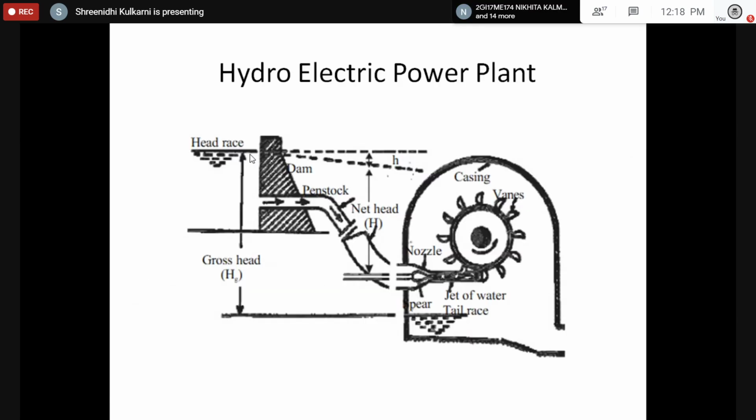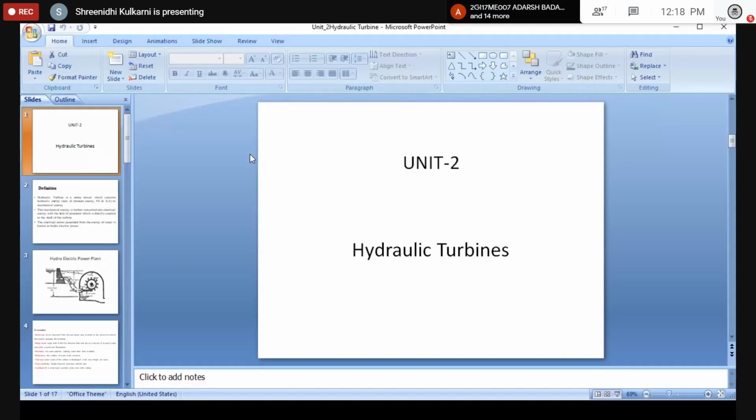Next, here we can see the hydroelectric power plant, or simply a hydroelectric power station. Before going to this, I am going to show one small video.